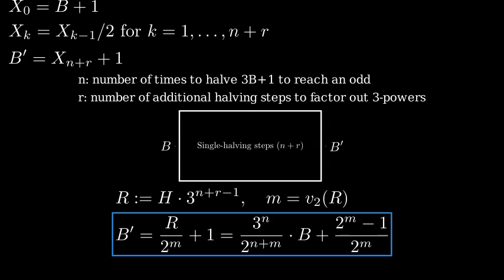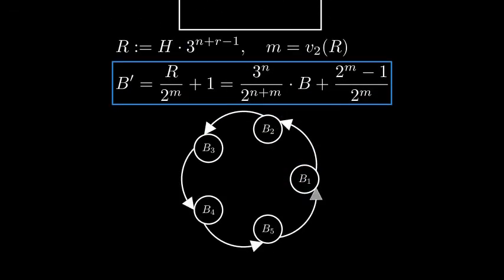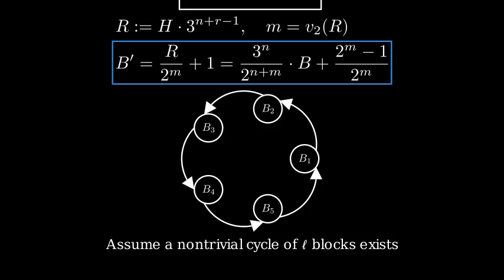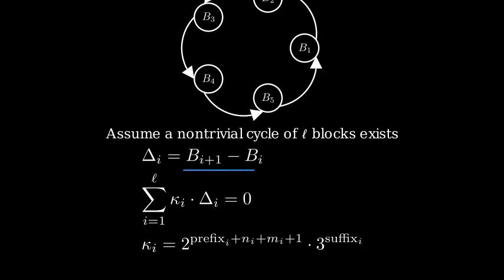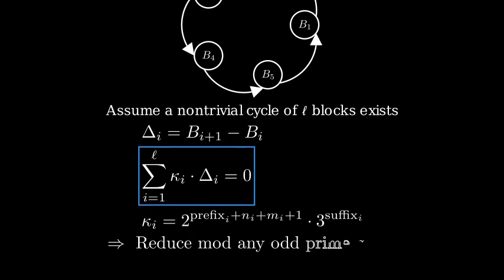Let's move on to the loop assumption and difference layer identity. Assume a non-trivial period of blocks exists. Define delta sub i equals b sub i plus 1 minus b sub i. A telescoping sum over the blocks produces the exact linear identity: the sum from i equals 1 to L of kappa sub i times delta sub i equals 0, with explicit positive integer weights kappa sub i equals 2 to the prefix sub i plus n sub i plus m sub i plus 1 times 3 to the suffix sub i.